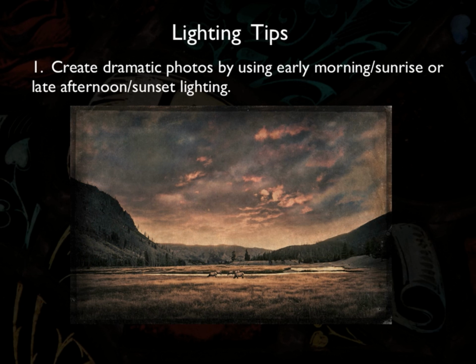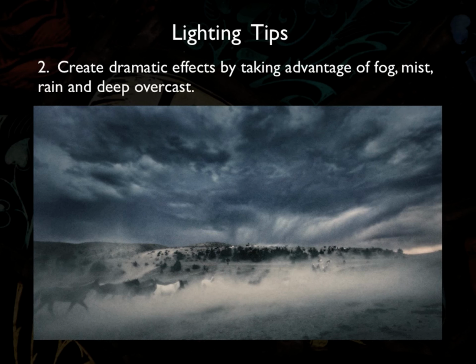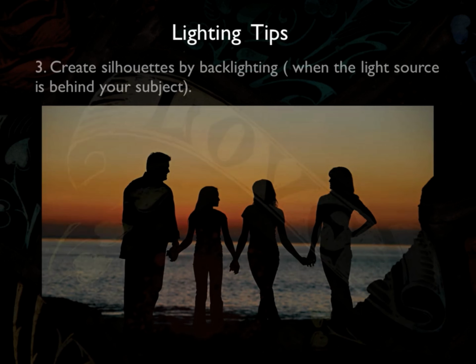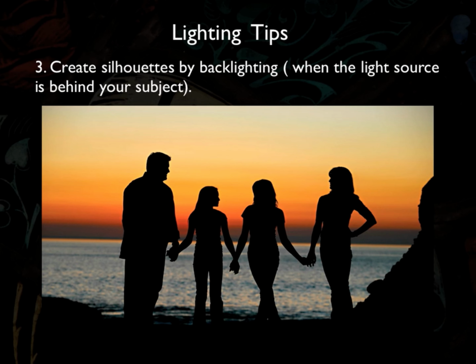Lighting tips. Number 1. Create dramatic photos by using early morning sunrise or late afternoon sunset lighting. Number 2. Create dramatic effects by taking advantage of fog, mist, rain, and deep overcast. Number 3. Create silhouettes by backlighting when the light source is behind your subject.